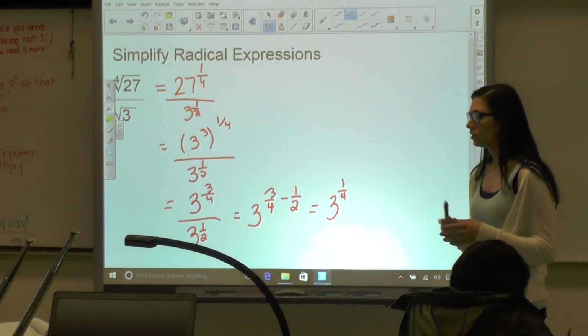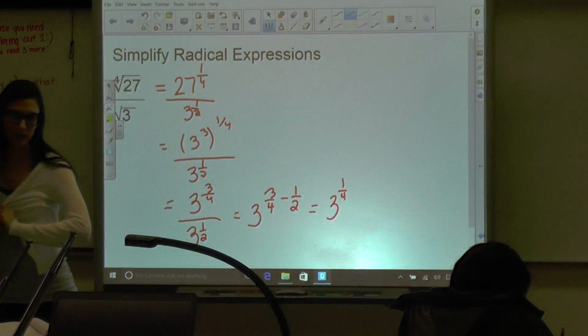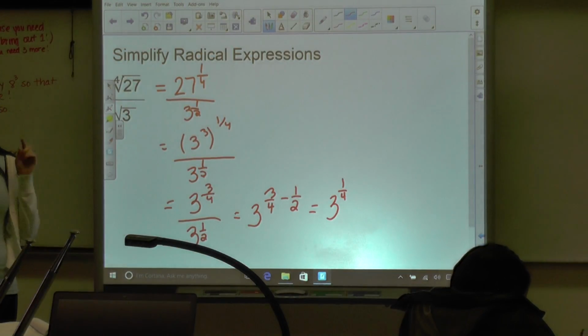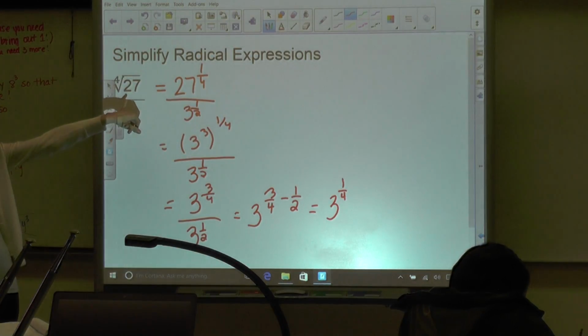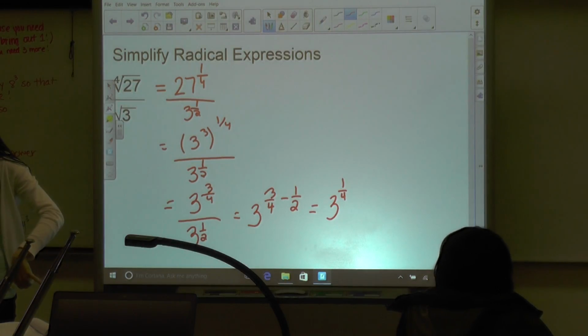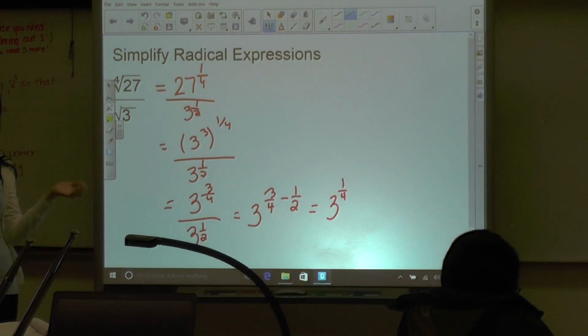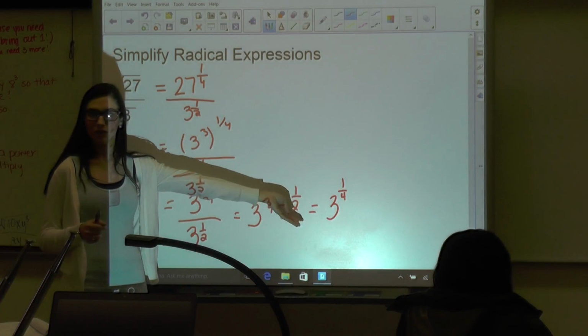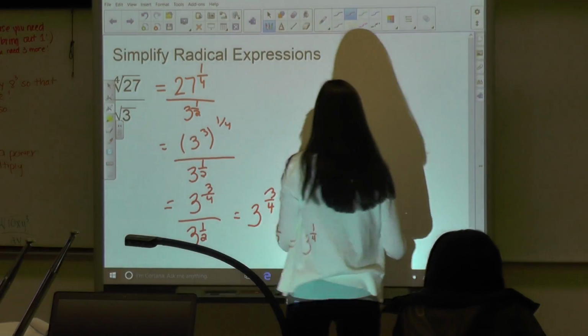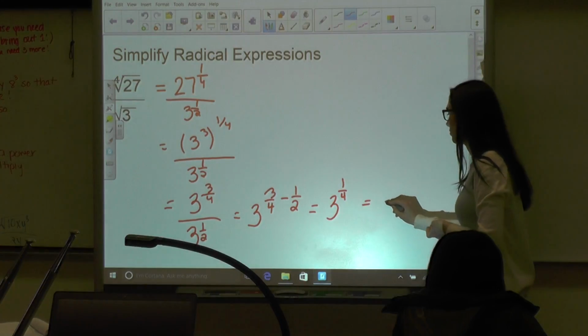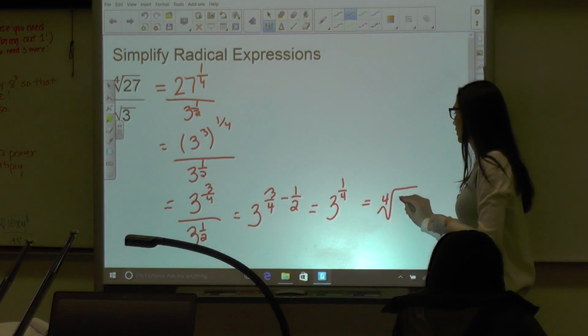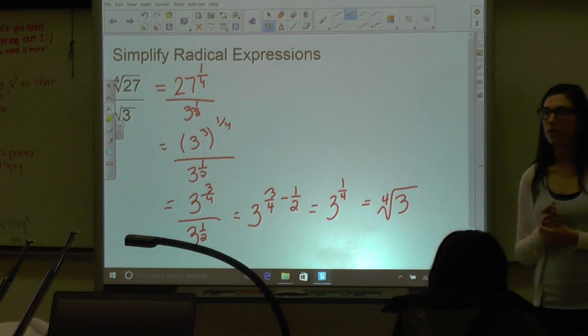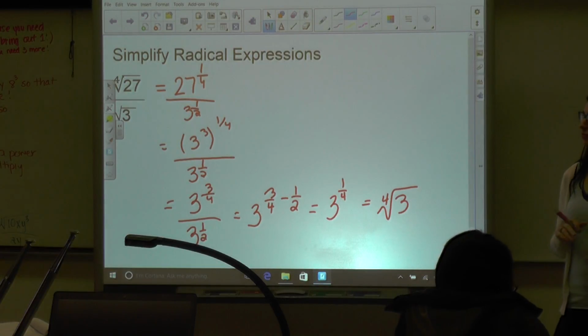Okay, so your last step is you started in radical form, so you have to end in radical form. If you start in exponential form, you end in exponential form. So we started in radical form, so how can I change that to radical form? It's 3 with the 4 on the outside. The 4th root of 3. That's your answer.